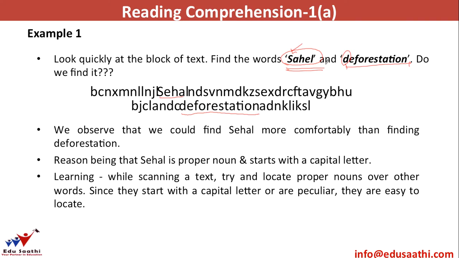This means that I look for proper nouns, I look for numbers, I look for the process names rather than the other words. So if there's a question that has two keywords, Sahel and deforestation, rather than looking for deforestation in this passage, I'll look for Sahel. Why? Because it'll always start with a capital S, right? And it'll be more easy and convenient for me to find Sahel.